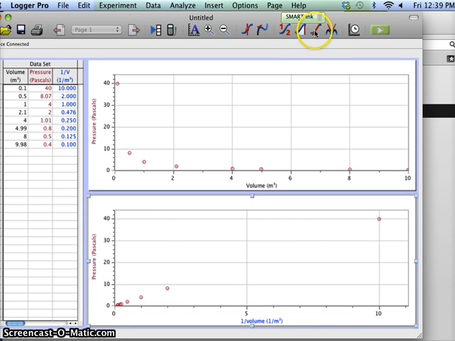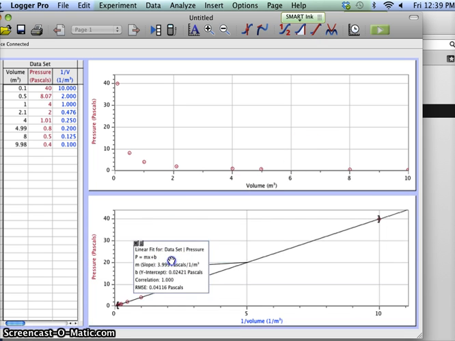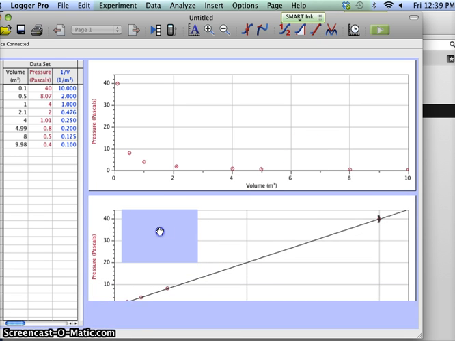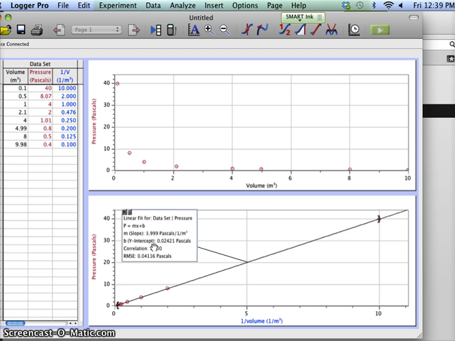Question: if I put a best fit line here, does this look linear? I ask you, is the equation of that line any different than the equation of the curve above? They are the same. Notice we will get P equals 4 times 1 over V. The intercept is only 0.02 pascals, so I'm going to ignore it.